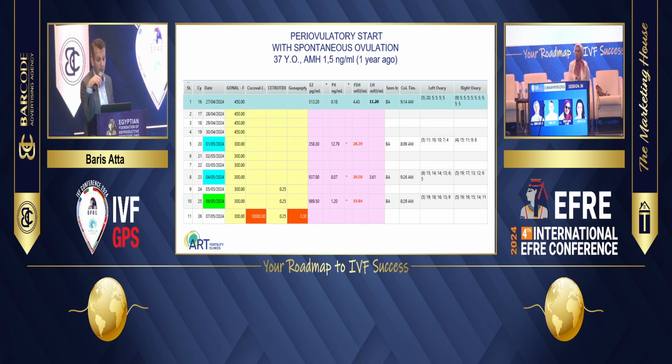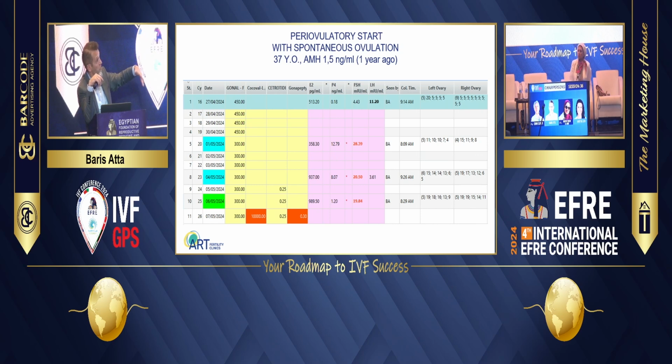Another case, periovulatory start with spontaneous ovulation. She's 37. AMH was 1.5 a year ago, not recently. Anyway, she came on day 16, which is periovulatory. The follicle is like 20 on the left ovary, as you can see. I assumed it would ovulate spontaneously again, so I just started stimulation. As expected, in 4 days, she had ovulated. The other follicles are growing.